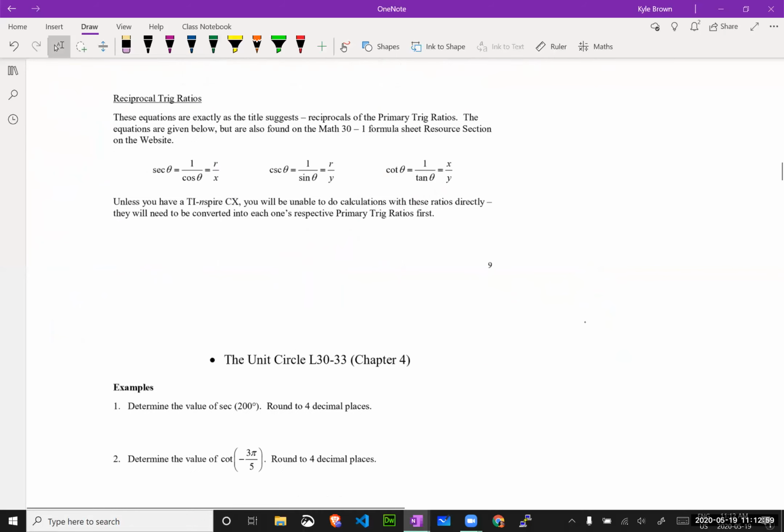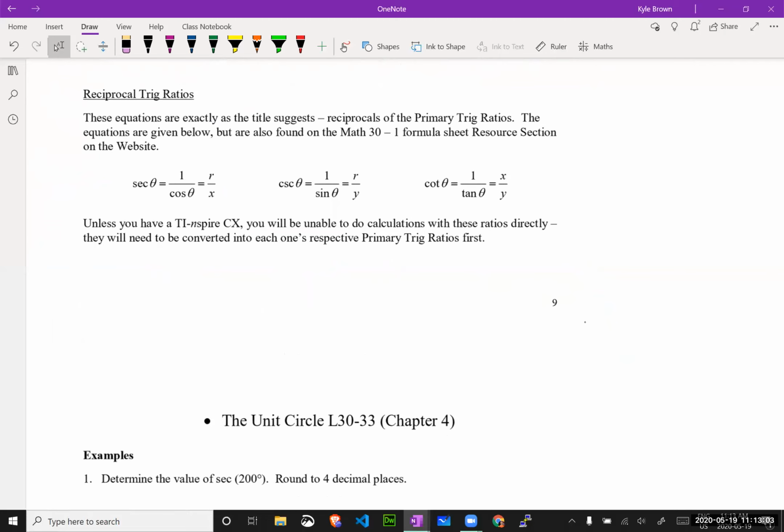I think that'll do for now anyway. All right, so reciprocal trig functions. So this is where we're gonna throw in some new things. You guys have probably seen these buttons on your calculator: secant, cosecant, and cotangent. And what they are, they're just the reciprocal. So cosine theta, flipping it upside down, is equal to secant theta.